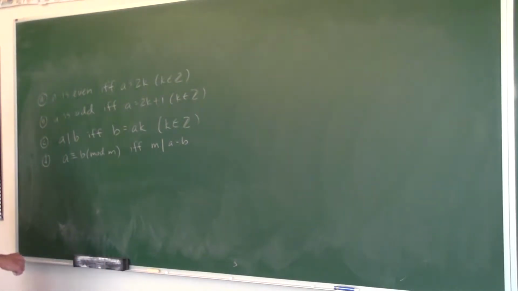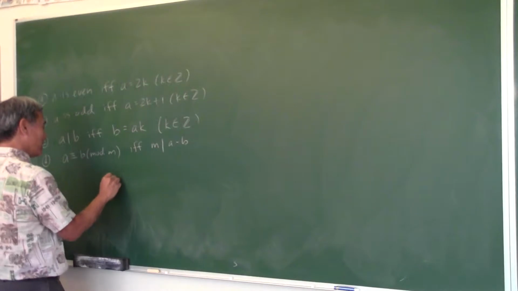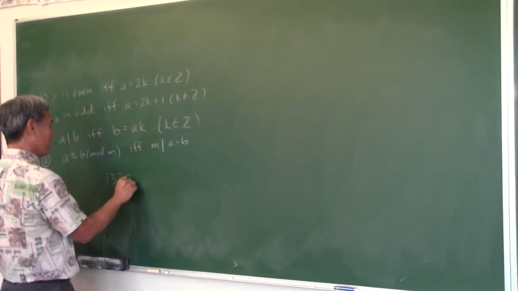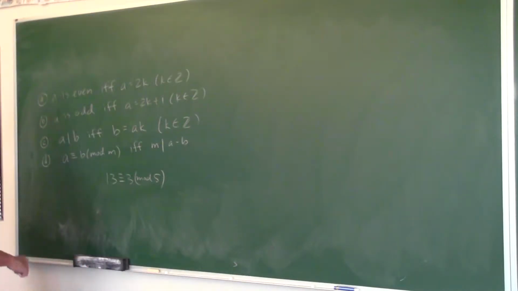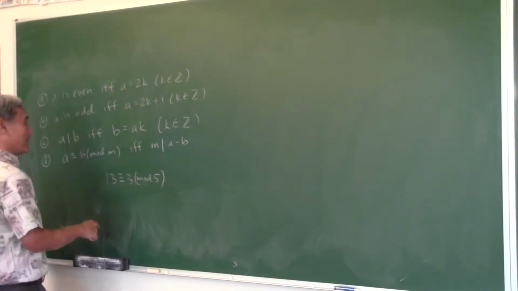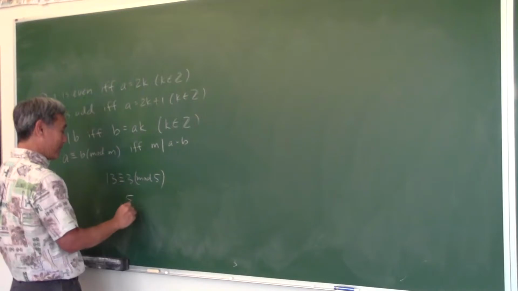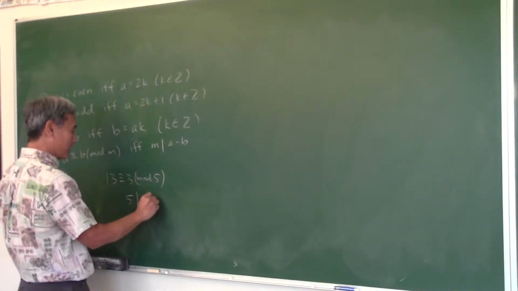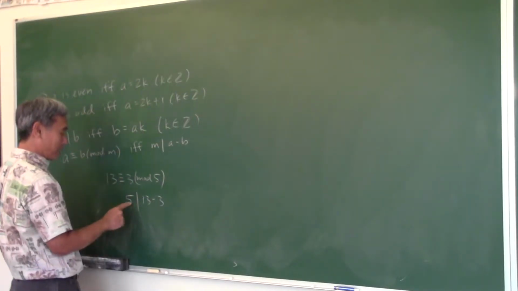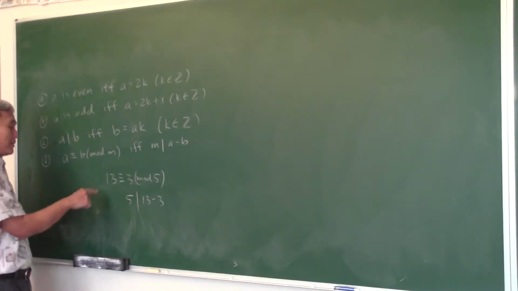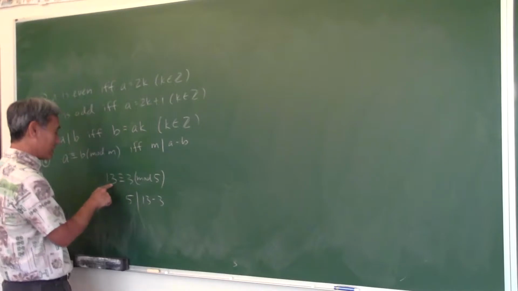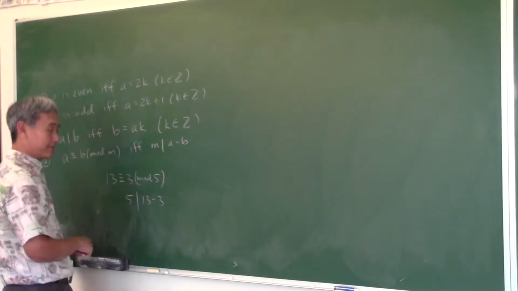D. A is congruent to B modulo M. So for some of you, that's a new notation. If and only if M divides, or M is a factor of, A minus B. Okay, so let me ask you a question. Is 13 congruent to 3 modulo 5? Well, in order for that to be true, that means M, which is 5, is a factor of 13 minus 3. Well, is 5 a factor of 10? Yes. So therefore, 13 is congruent to 3 modulo 5.